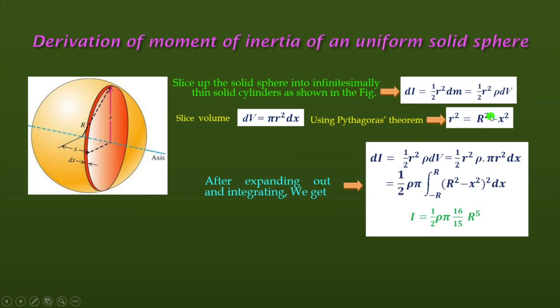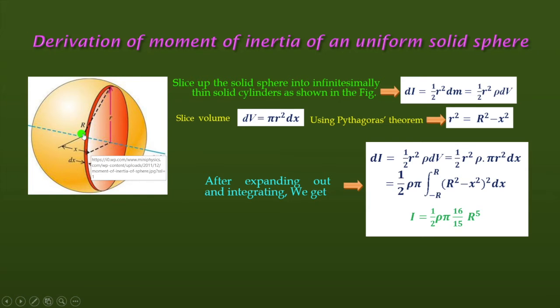After substituting this, it is a function of x and capital R. Capital R is the constant. So you will take the limit of x only. So what is x? x varies from minus R to plus R.